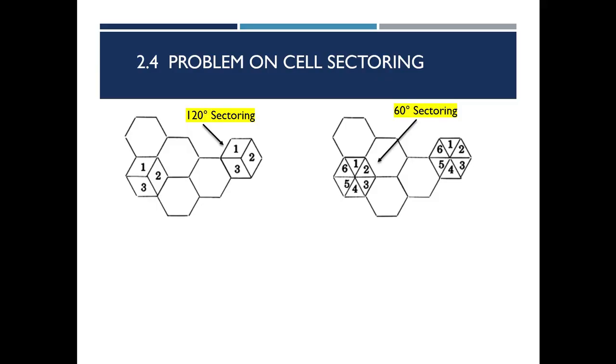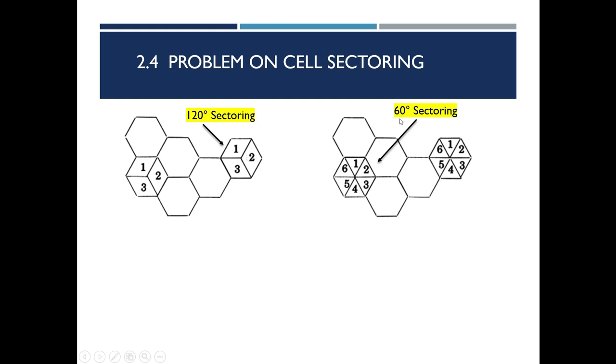Before we proceed with the problems on cell sectoring, let us understand quickly what is sectoring. Cell sectoring is a technique used to improve the capacity of a cellular system. When a cell becomes congested with more number of users, it is divided into sectors like this so that the capacity of my cellular system can be increased. So we have two types of sectoring, 120-degree sectoring and 60-degree sectoring. In 120-degree sectoring, a cell is divided into three sectors like this. So the angle here will be 120 degrees.